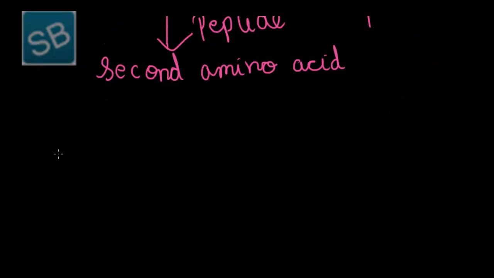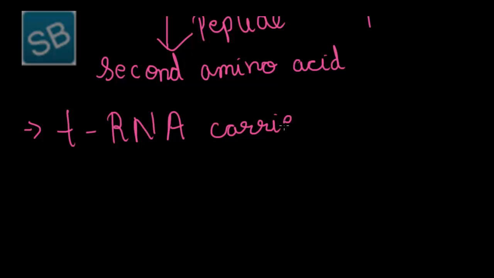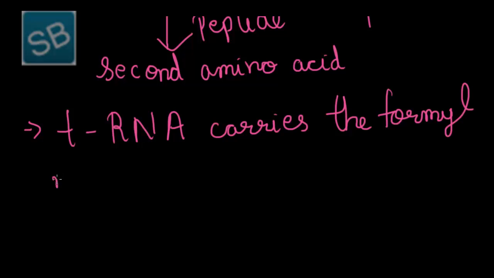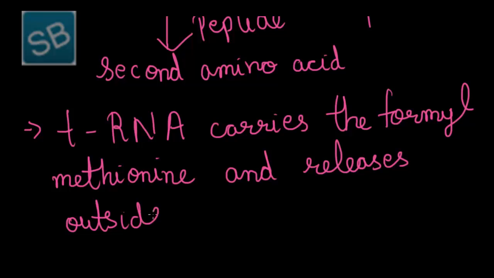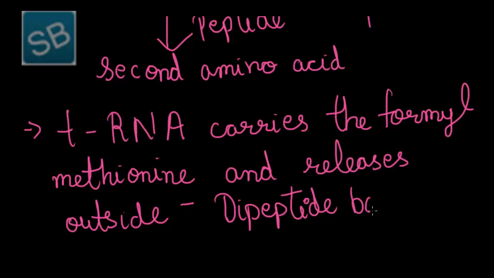Now, the tRNA molecule, which is responsible for the transfer of amino acid, carries the formyl methionine and releases it outside. Following it, a dipeptide gets formed. That is, through a peptide bond, two amino acids combine to form a dipeptide.